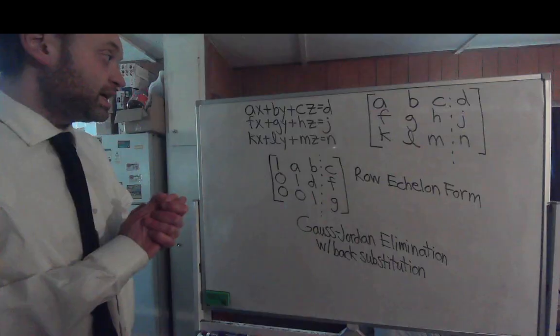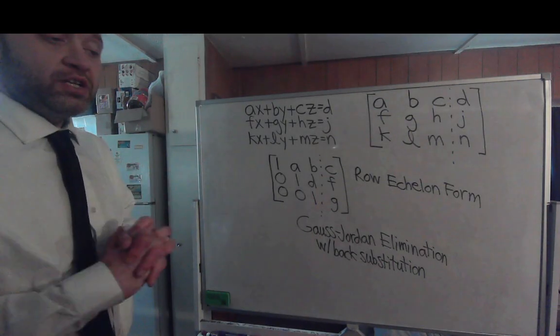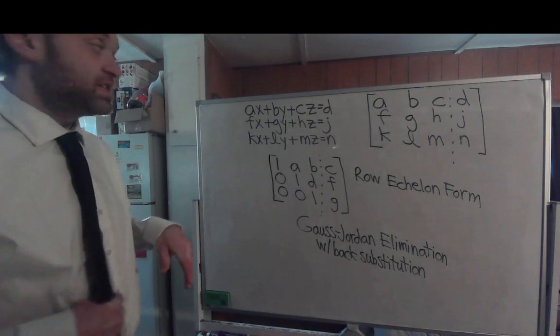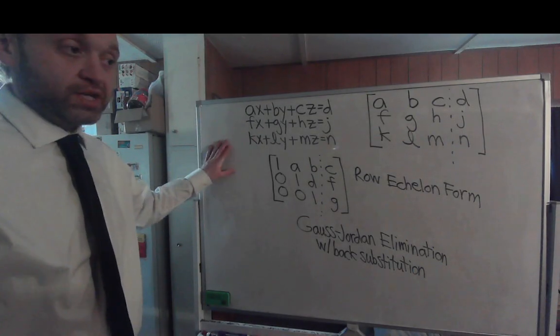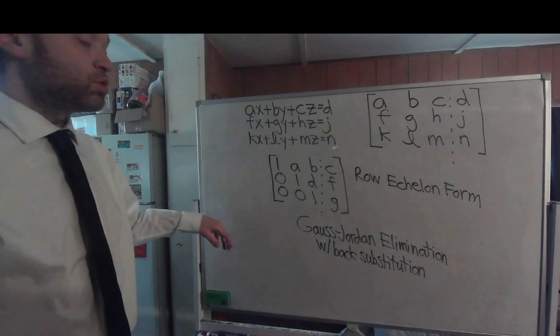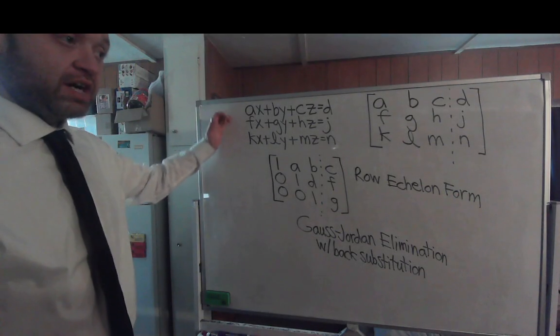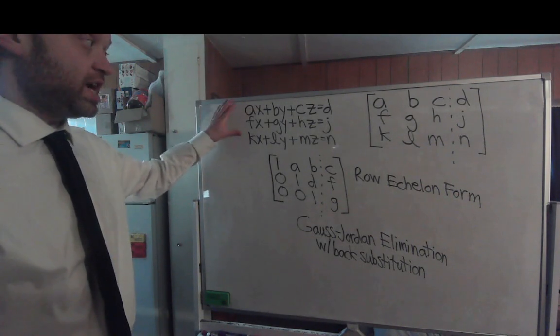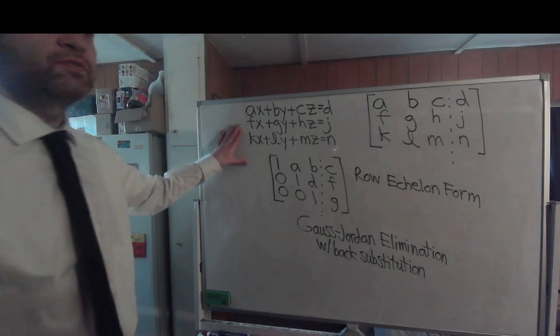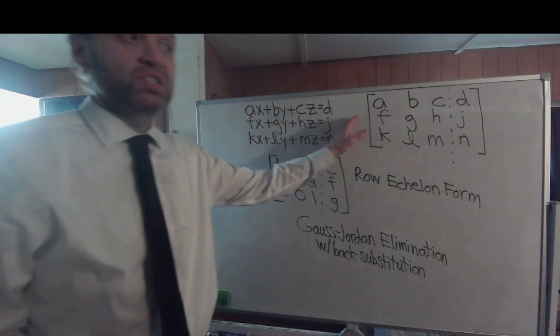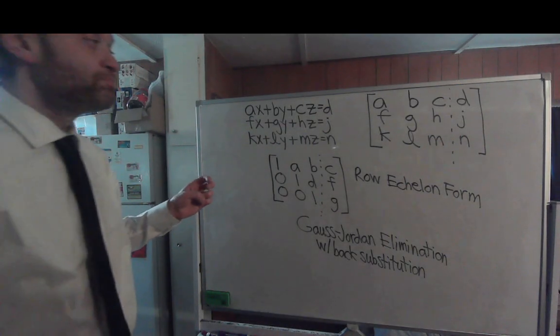So today we are going to continue talking about using matrices to solve systems of equations. Today we're going to be taking three variable systems of equations, which have three equations, and convert those into augmented matrices and solve them that way.